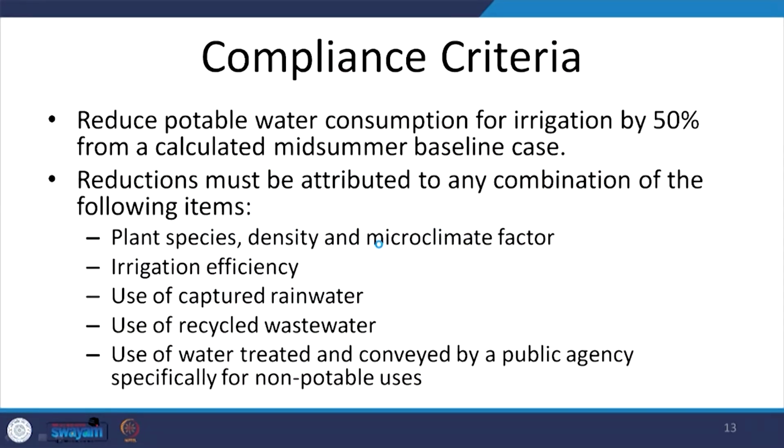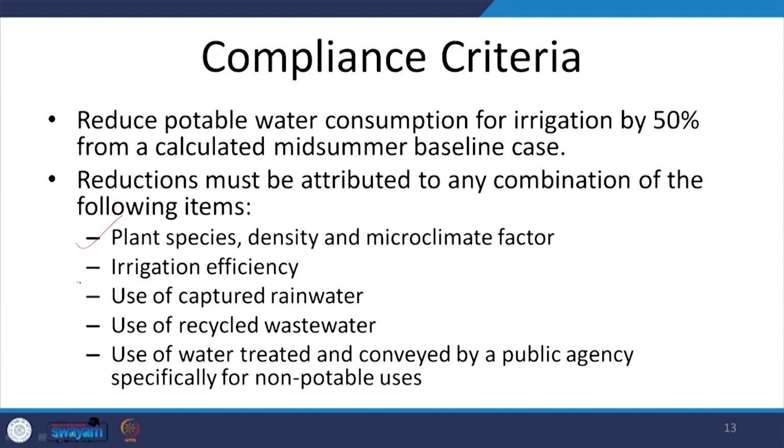If we look at the green building rating systems programs, it could be IGBC, it could be LEED, it could be GRIHA. There are different types of compliance criteria here. Now when we talk about this irrigation water requirement, the compliance criteria requires us to reduce this potable water consumption for irrigation by 50% from a calculated midsummer baseline. So we have to calculate it for the midsummer, which is the peak hot and dry season, and from that baseline we have to calculate how much of the potable water requirement for irrigation has been reduced.